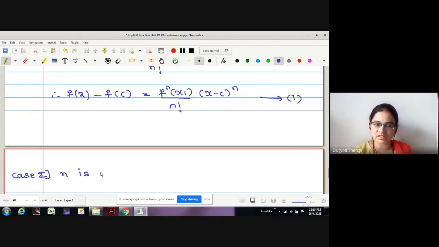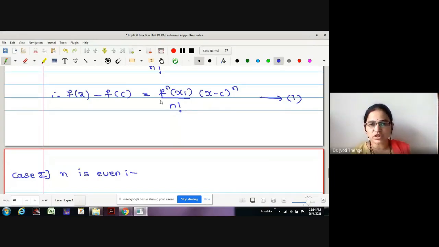Let me write if n is even. What will happen if n is even? Look at the statement. If n is even, what about the nature of x minus c? Whatever is the value of x minus c, positive or negative, if it is raised to an even integer, then may I say the value is going to be non-negative always, even if x coincides with c? Therefore, whatever is the relation of x with c, this value is going to be non-negative.